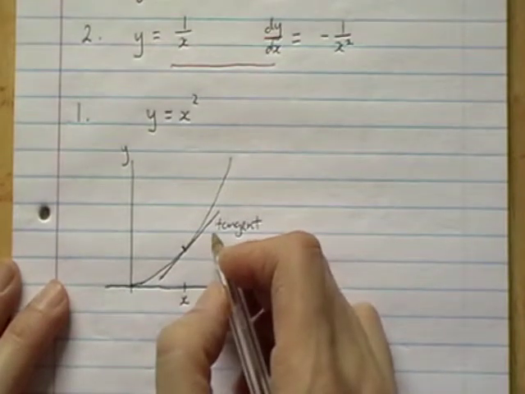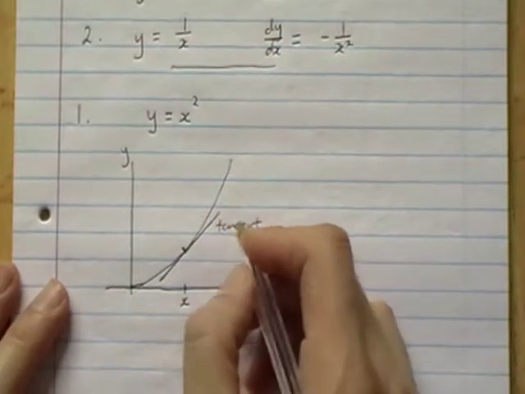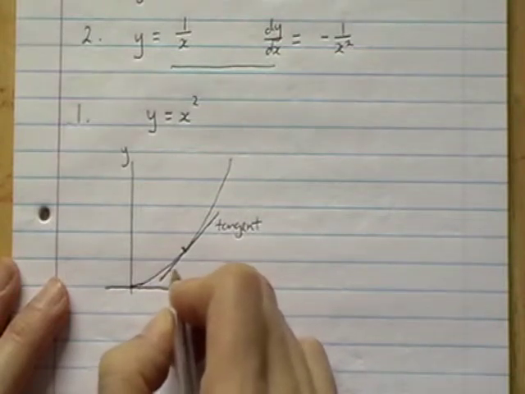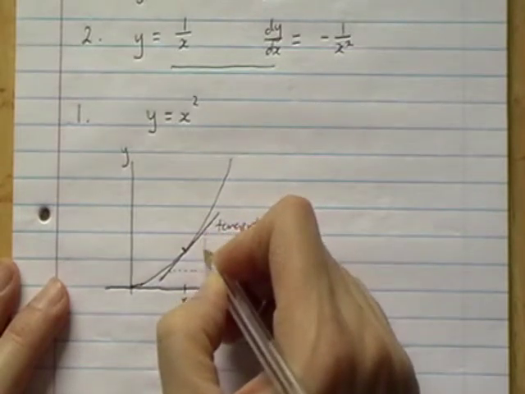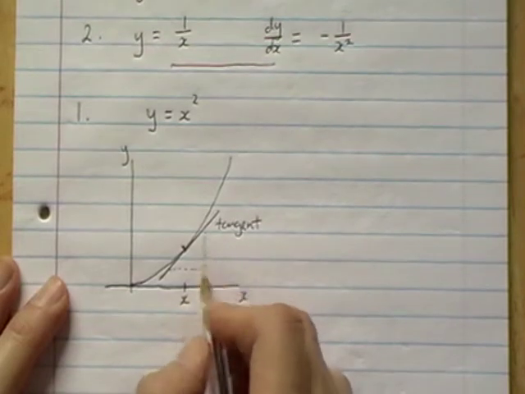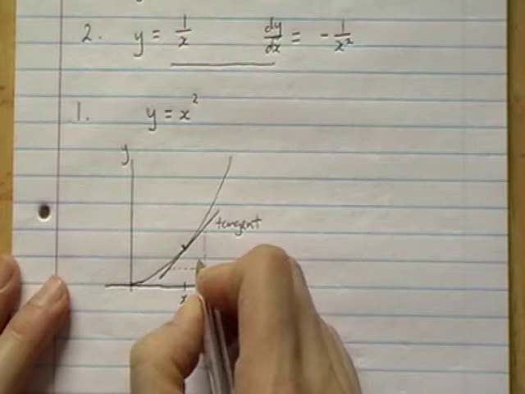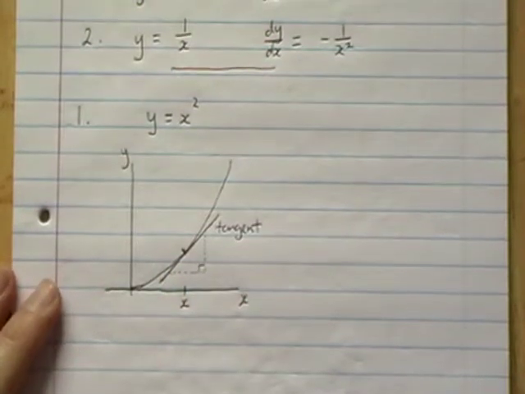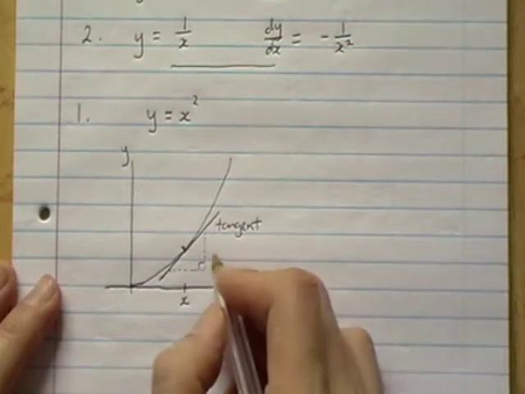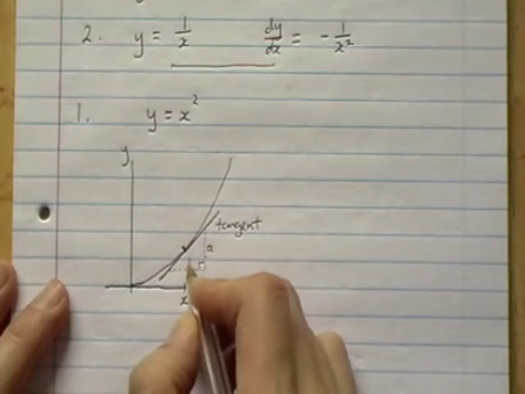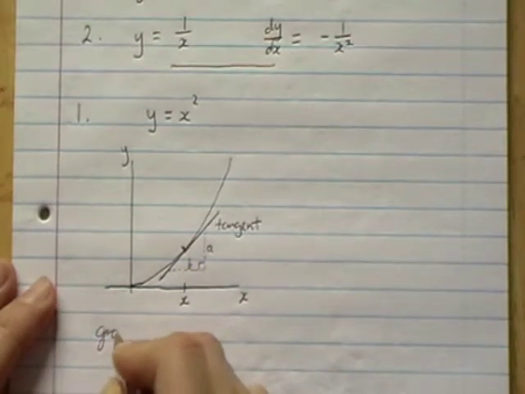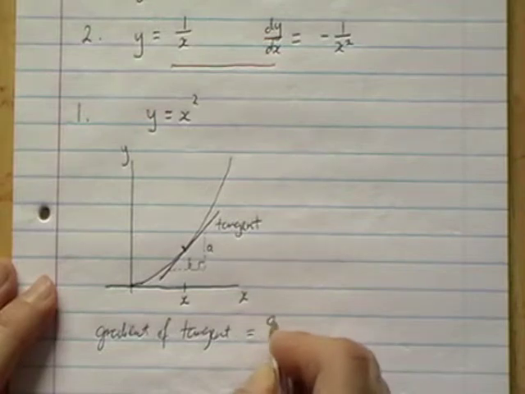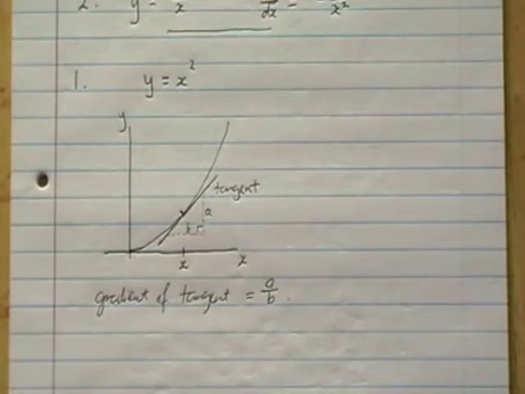The gradient we can find in the usual way for a gradient. We can imagine drawing a right-angled triangle like this, with the tangent as the longer side and the other two sides vertical and horizontal. Then the gradient is just the vertical side divided by the horizontal side. Let's say I call that A and B. So the gradient of this tangent is just A over B. So that's how we would understand the gradient.